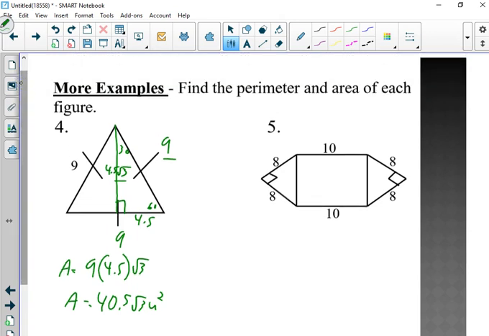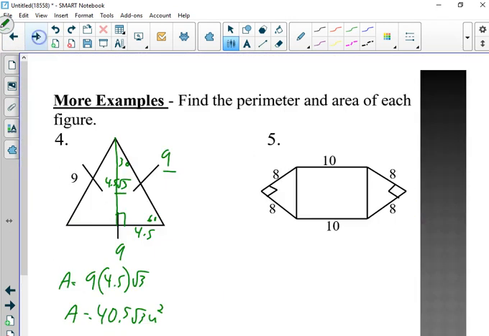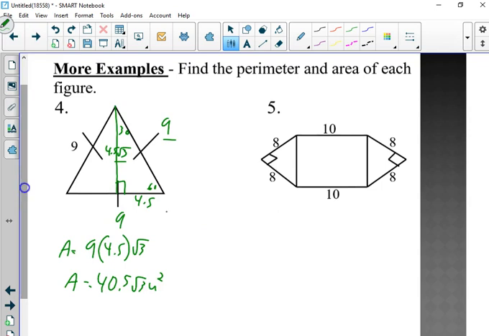Oh, sorry. I cannot find the perimeter of these. That was just area. Okay. So perimeter obviously is 9 times 3, or 27 units. Okay, the perimeter on this one's easy. We just add up all the outside numbers.